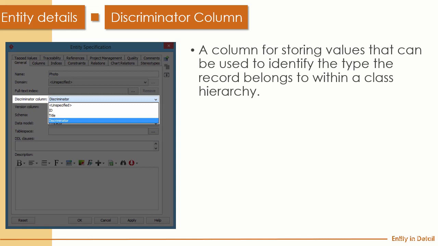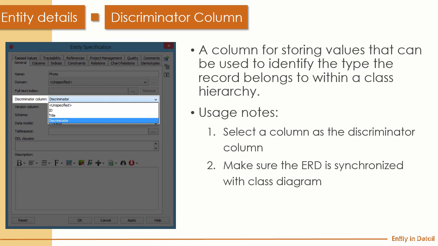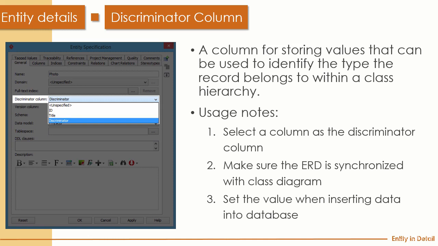By definition, the discriminator column is used to store the value to identify the type which belongs to which class. To use it, it's easy. You just select the column as a discriminator column and make sure after you specify this column, the ERD is synchronized with the class diagram. We have another lecture talking about the synchronization of ERD and class diagram. And you will set the value when inserting the data into the database. If you use the Hibernate framework, you don't need to care about setting this value because Hibernate will set it for you.